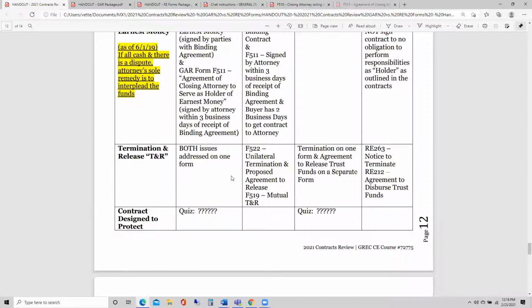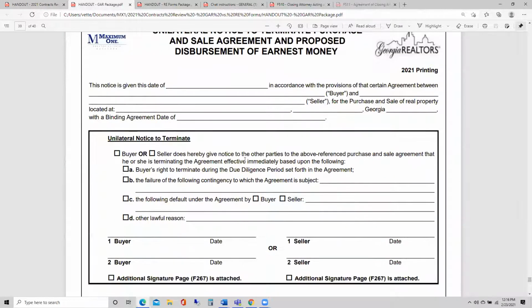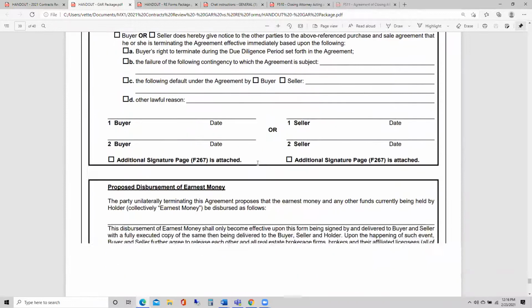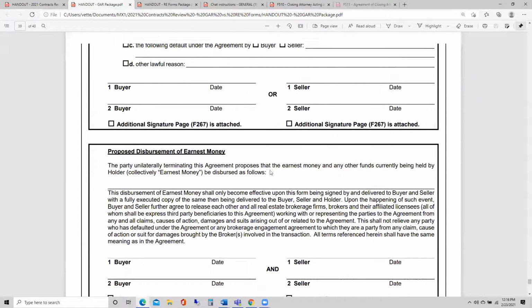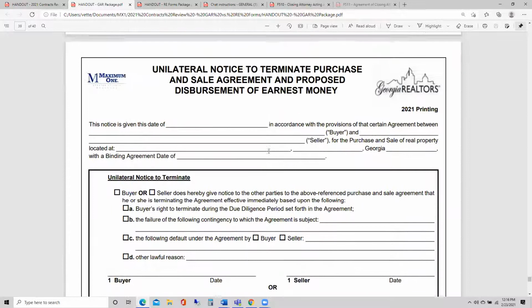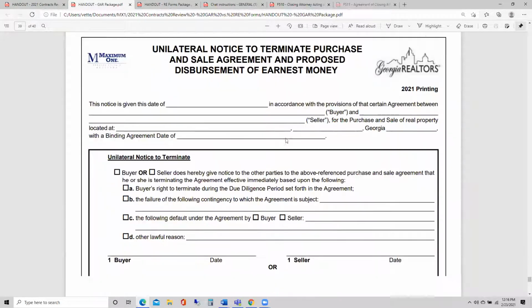All right, moving along. If the parties want to terminate a contract under the GAR contract package, you have to do two things. You have to terminate a contract and you have to release the earnest money that is on hold. These are two separate contractual issues. GAR, however, handles both of these contractual issues on one form, and it is the F-522. This is the unilateral notice to terminate.